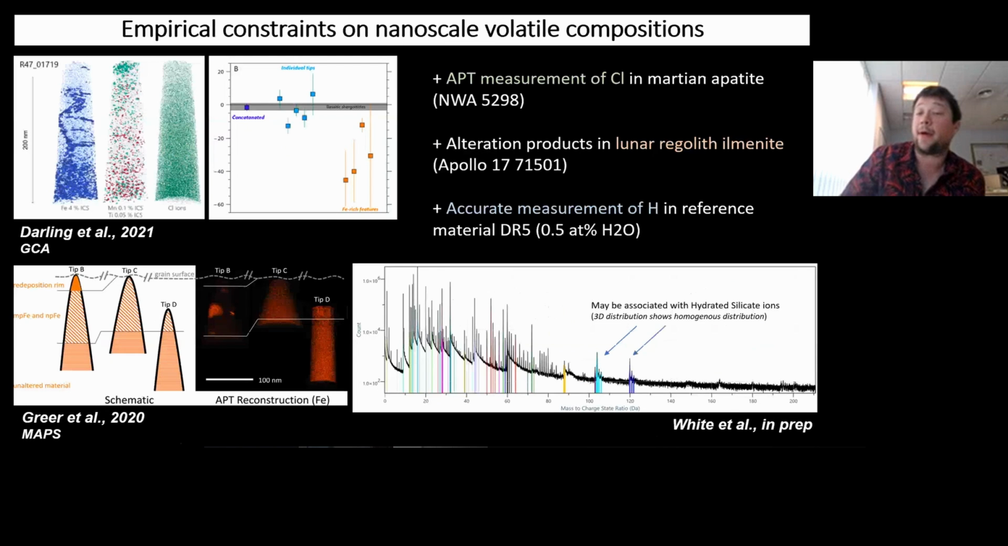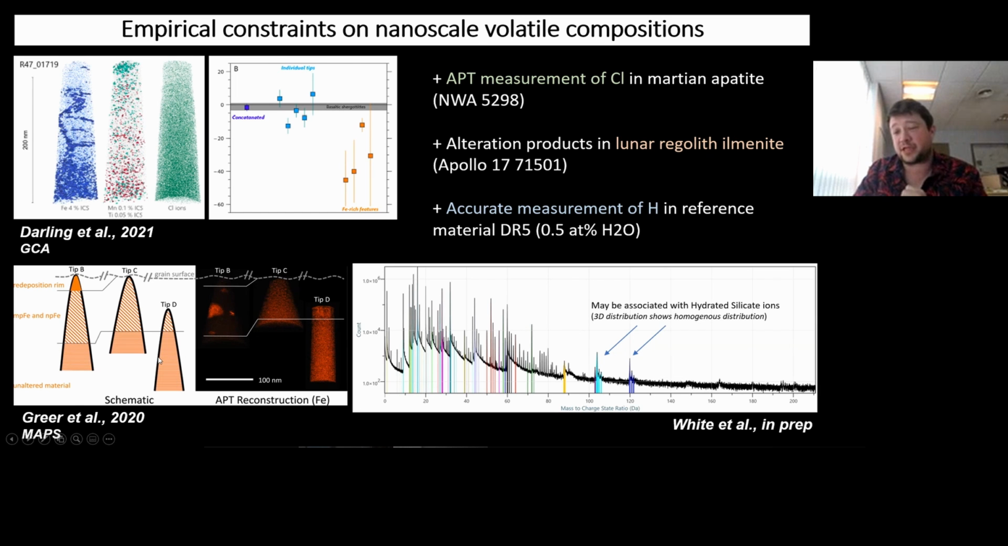As well as age, we're also pulling apart volatile compositions now, so measuring water, chlorine and fluorine. An example last year from Darling et al. actually got accurate chlorine isotope measurements from a Martian apatite. We can visualize the distribution, for example here, of iron to pick out grain boundaries. That vaguely matches with chlorine when you start to look at higher resolution maps. But when you look at a concatenated, so combined, data set from multiple Martian tips, it gives us bang on the chlorine isotope ratio for basaltic shergottites. So that's the first ever example of chlorine isotope measurement working with Atom Probe.